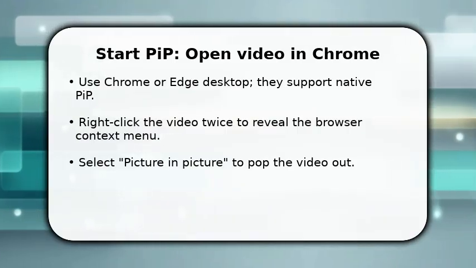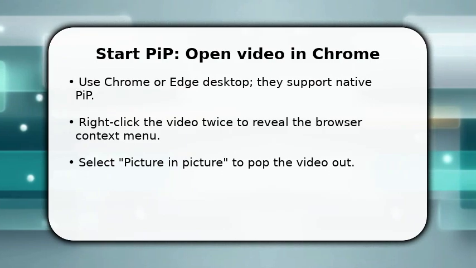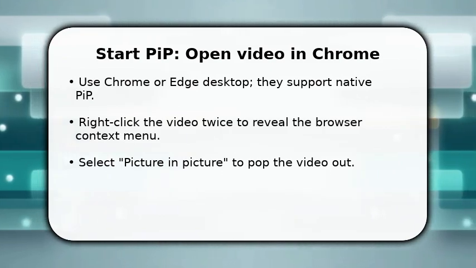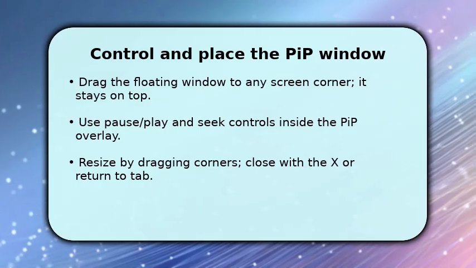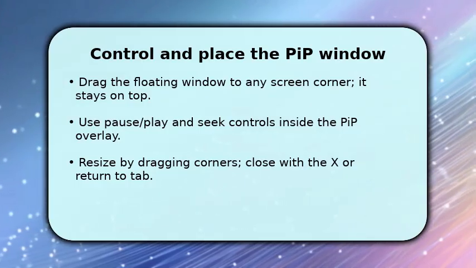This method works even when YouTube UI hides PiP. It uses the browser's built-in player control rather than the site's buttons. Once the floating window appears, you control placement and playback directly.